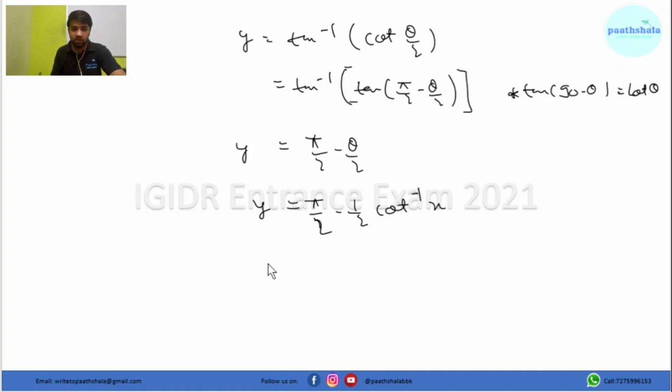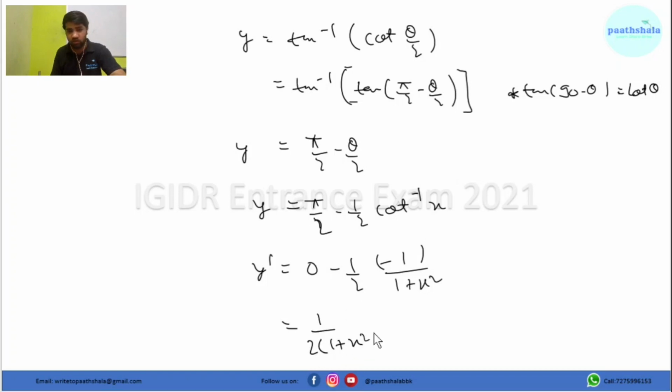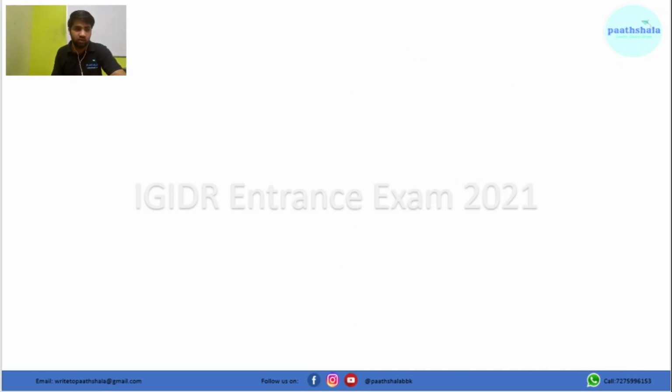Now differentiate this function. So this will be y dash, and differentiation of pi by 2 will be 0 minus half, and differentiation of cot inverse x is minus 1 upon 1 plus x square. So this minus and this minus will become plus, and this will come out to be 1 upon 2 into 1 plus x square.